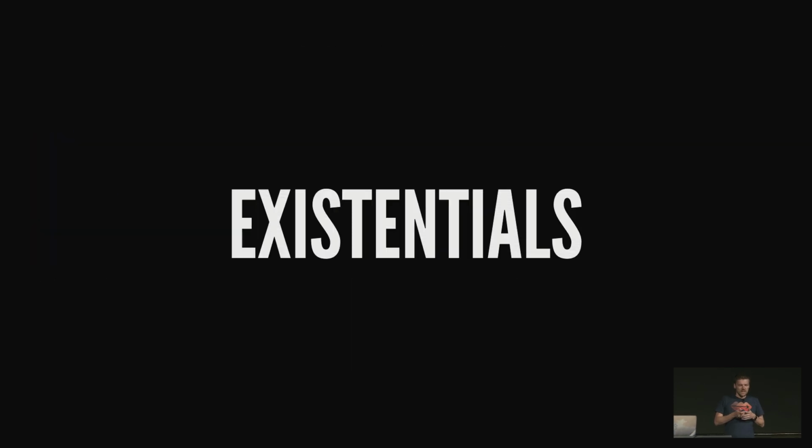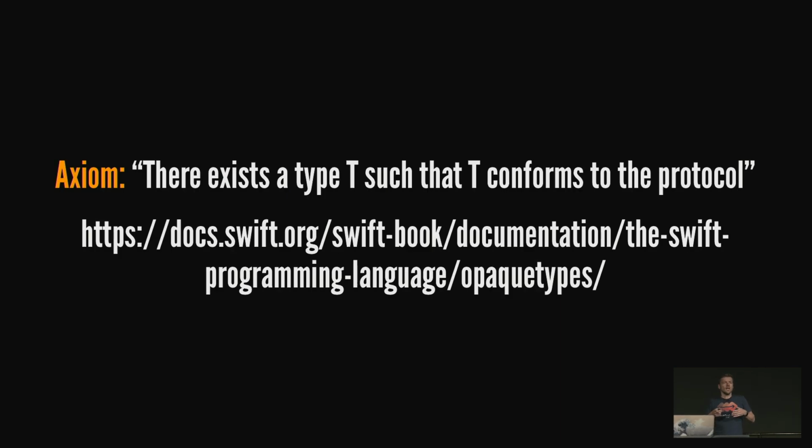Well, to answer that, you have to understand how something called existentials work. So what is an existential? Existentials get their name from the axiom that there exists a type T. There exists, you see, a type T such that T conforms to the protocol. You can read about them in the Swift book. So what is an existential? Well, it's basically the actual type that exists when you're not sure what type you have.